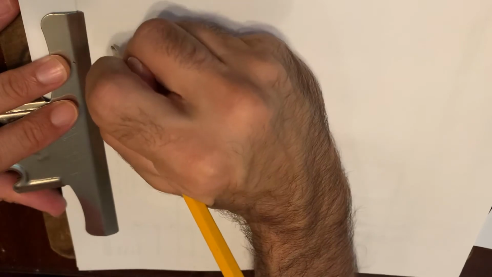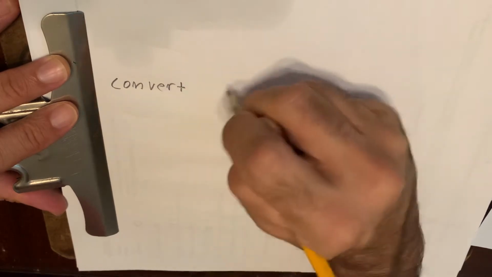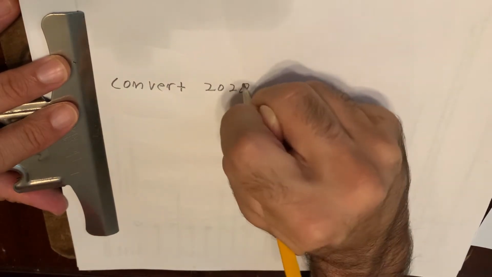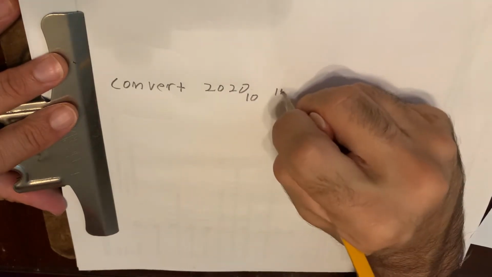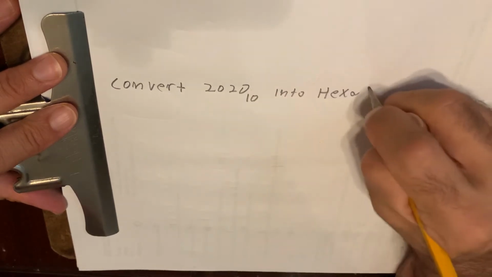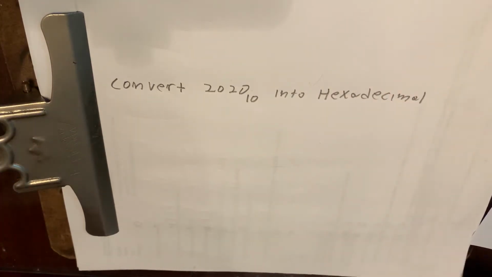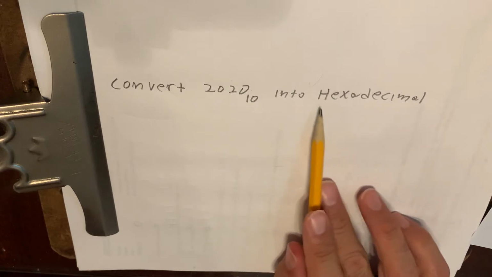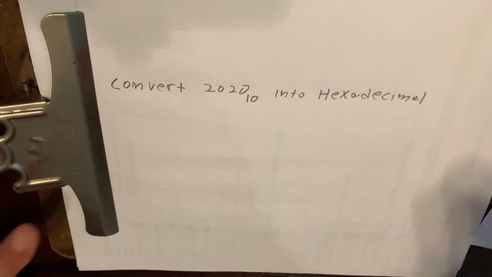So let's do a little example. Let's say we wish to convert the number 2020, because that's the year I make this video, in base 10 into hex. And in the real world, we say hex, but we really mean hexadecimal, because if we really meant hex, we would be converting it into base 6. So hex is just short for hexadecimal.